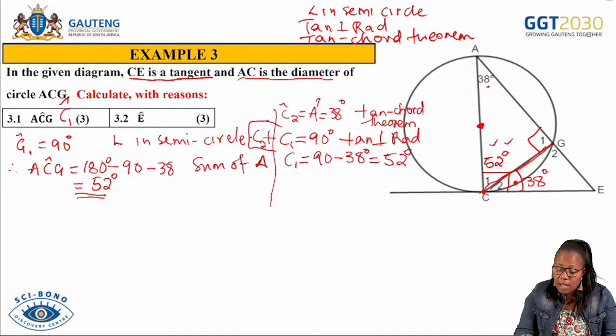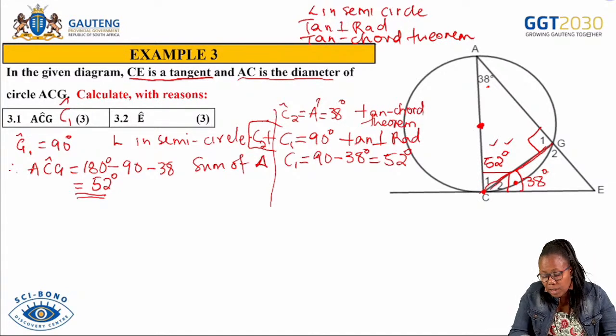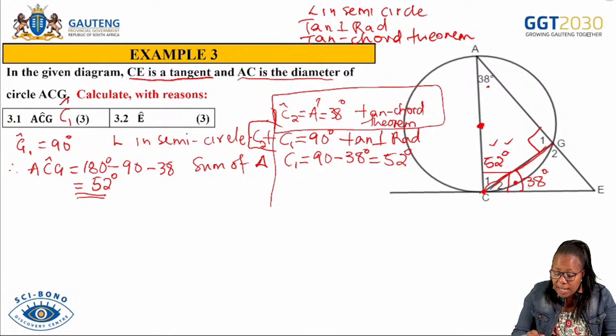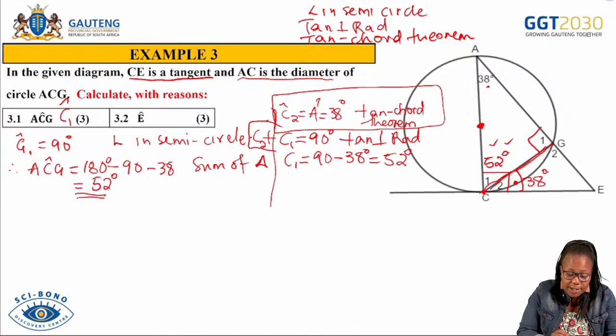Okay. And then now we want to calculate angle E, grade 12. With the angle E, there is no way you must start by calculating this 38 there for C2 here. So after finding 38 for C2, we can now find E. There are two ways of finding E.